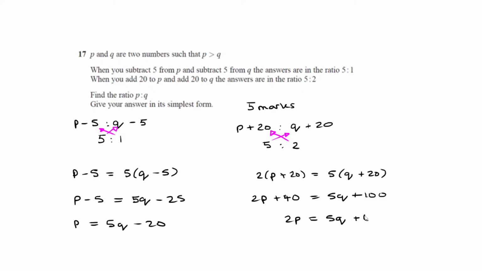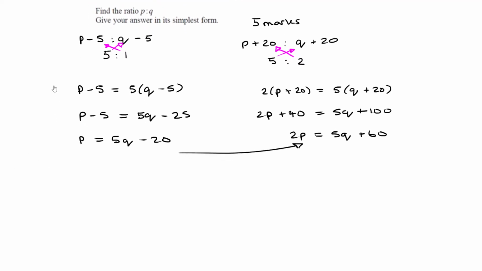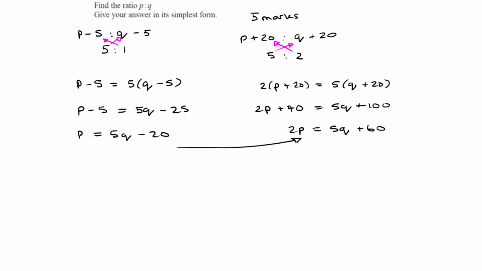5Q plus 60. Okay, you can either do elimination or substitution because they're both linear. I'm just going to substitute it in. Normally I do elimination, but I'm going to do substitution just because it's kind of fallen that way. I've got P as the subject, so I might as well substitute it in. That's the only reason, but you can do either method. That's meant to be a minus.